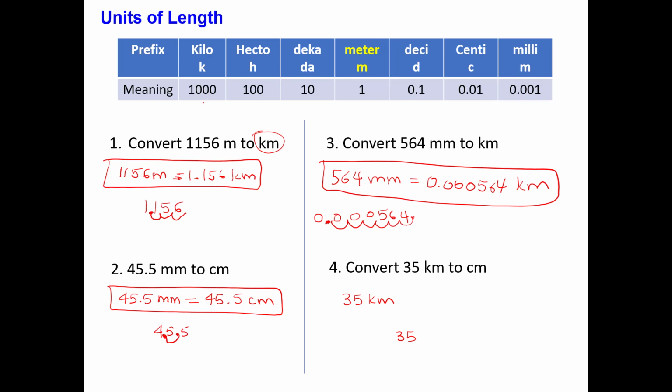Now, how many places do we need to move and in what direction? We want centimeters, then 1, 2, 3, 4, 5. 5 to the right. And we will do the same here. The decimal point is here at the end. 1, 2, 3, 4, 5. Here will be the new decimal point. We need to add the zeros here, then 1, 2, 3, 4, 5 zeros, centimeters.